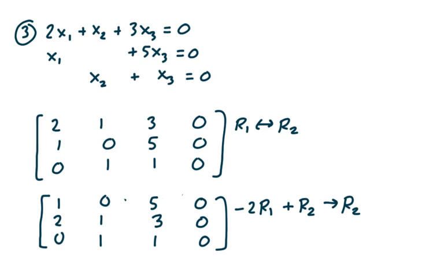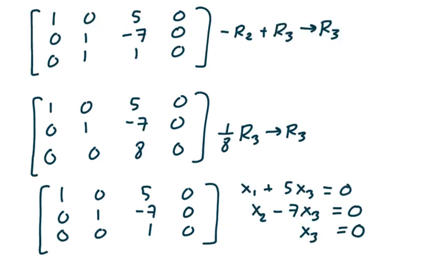And when I do that, I get the matrix 1, 0, 5, 0, right? That is the interchange. And in the second row, I get 2, 1, 3, 0. And the third row is 0, 1, 1, 0. So the third row didn't change. And so I'm going to take negative 2 row 1, add it to row 2, put the result back into row 2. I want row echelon. You can do reduced. That's fine. And so I get the matrix 1, 0, 5, 0, 0, 1, negative 7, 0, 0, 1, 1, 0.